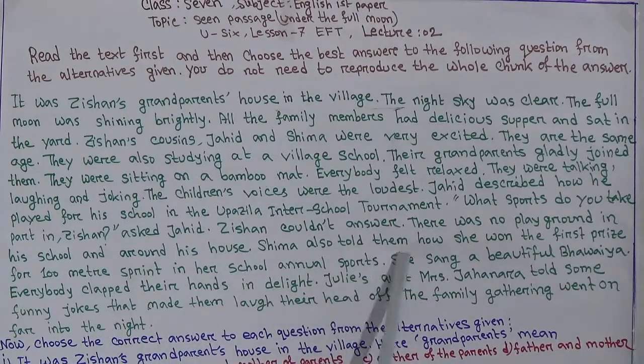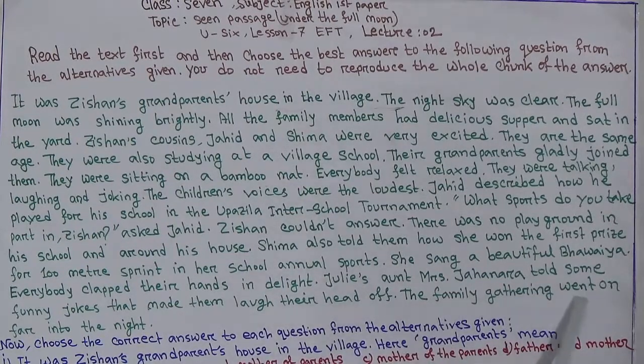Shima also told them how she won the first prize for the 100 meter sprint. Sprint is one type of sports name. It's the name of a run, a racing run. In her school annual sports, she sang a beautiful bawaiya. Everybody clapped their hands in delight. Jishan's aunt, Mrs. Jahanara, told some funny jokes that made them laugh their heads off. Heads off means they were laughing loudly.